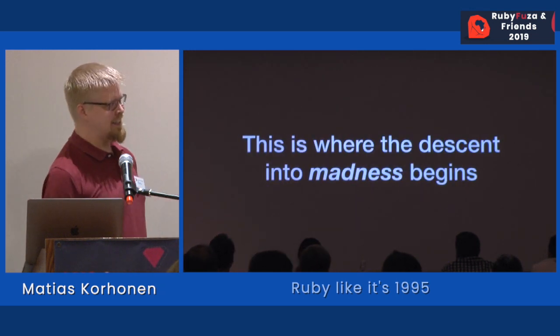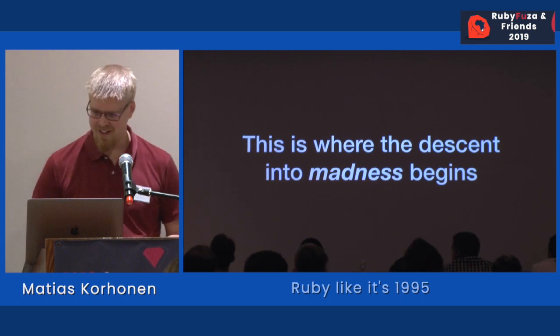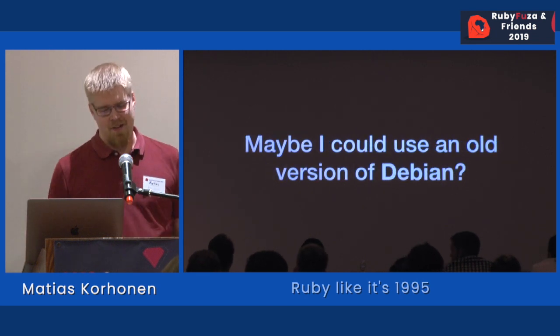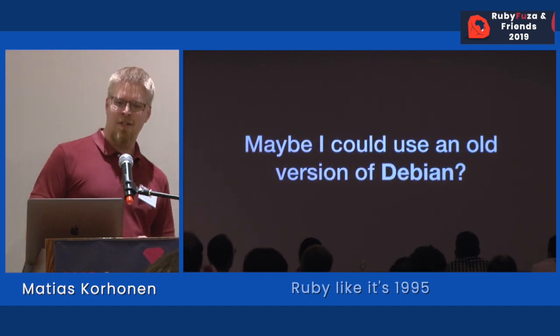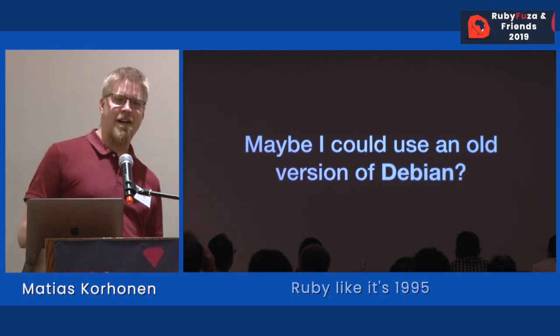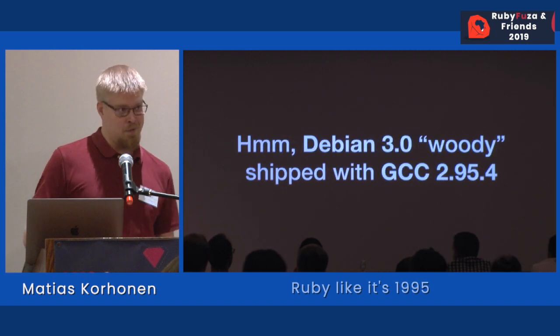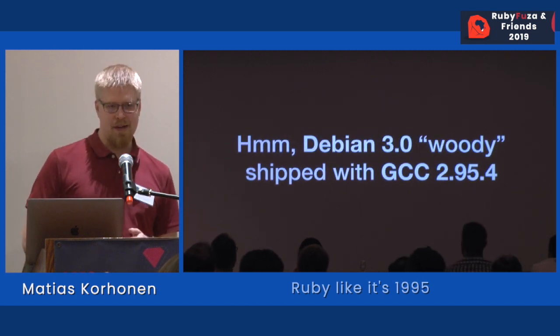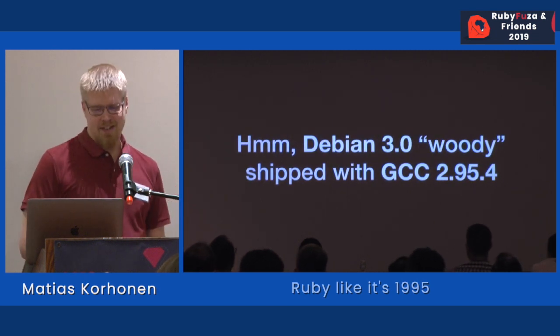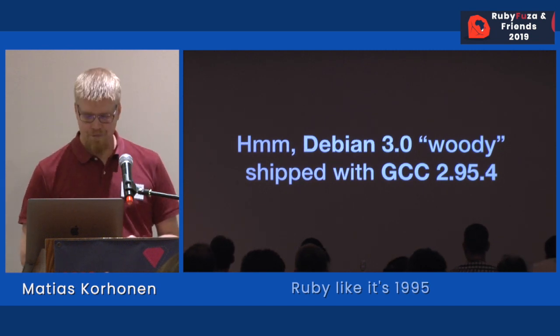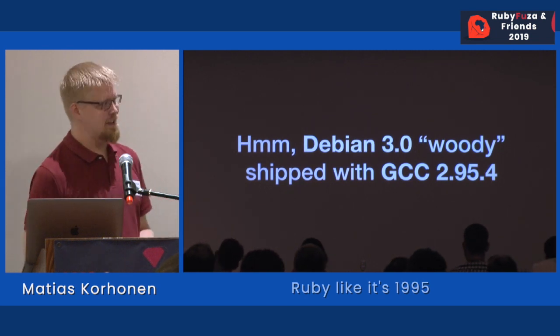So this is where the descent into madness begins. I thought maybe I could just use a really old version of Debian. I mean, it's been around forever, and I think I mostly know how to use it. And what's more, it appears that Debian 3.0 Woody shipped with GCC 2.95. So at least it should have that varargs implementation.